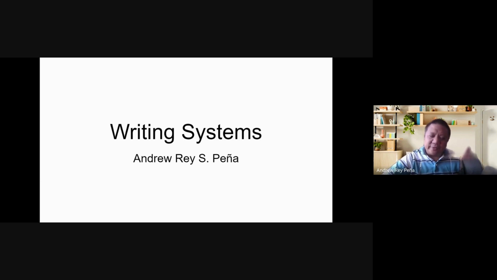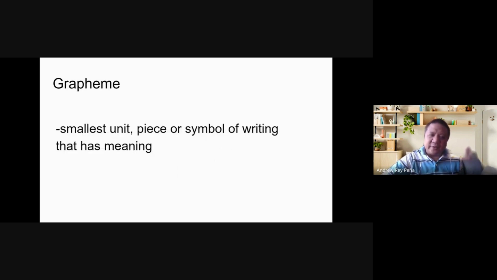Let's first off discuss several terms. When we say grapheme, we mean the smallest unit, piece, or symbol of writing that has meaning. It could be as small as a dot. Okay? As long as it has meaning, it has significance, then that is a grapheme.